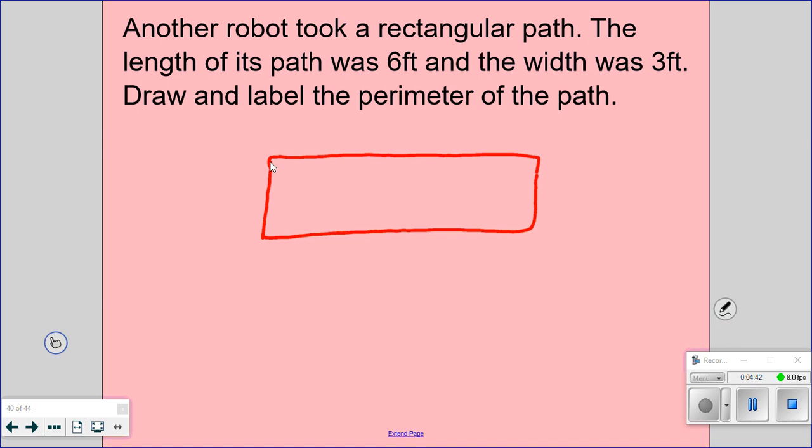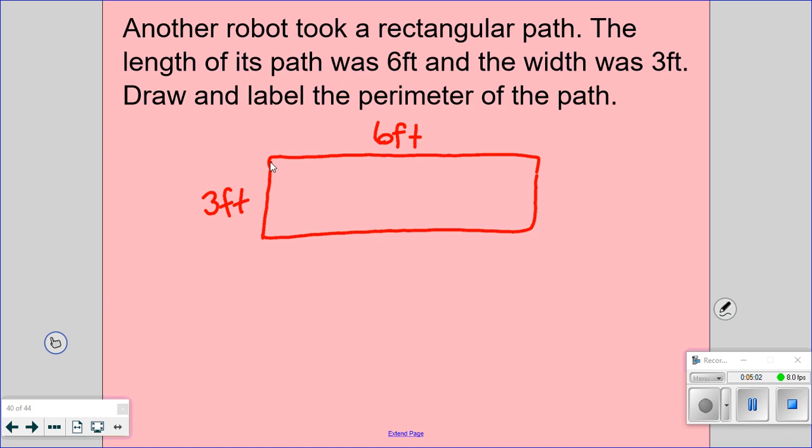Go ahead and label my dimensions. 6 feet, 3 feet. Can we do the bottom and the other side too? You can.